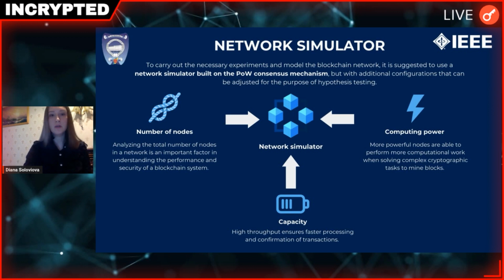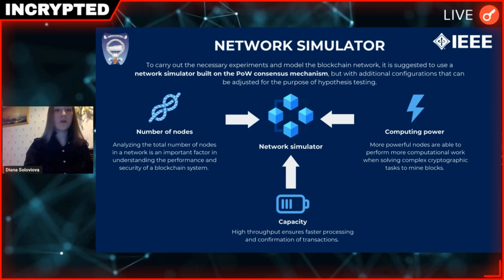To carry out the necessary experiments and model the blockchain network, it is suggested to use a network simulator built on a proof of work consensus mechanism with additional configuration that can be adjusted for the proposed hypothesis being tested. So during development, we should consider such characteristics of a proof of work network. Firstly, the number of nodes, of course.